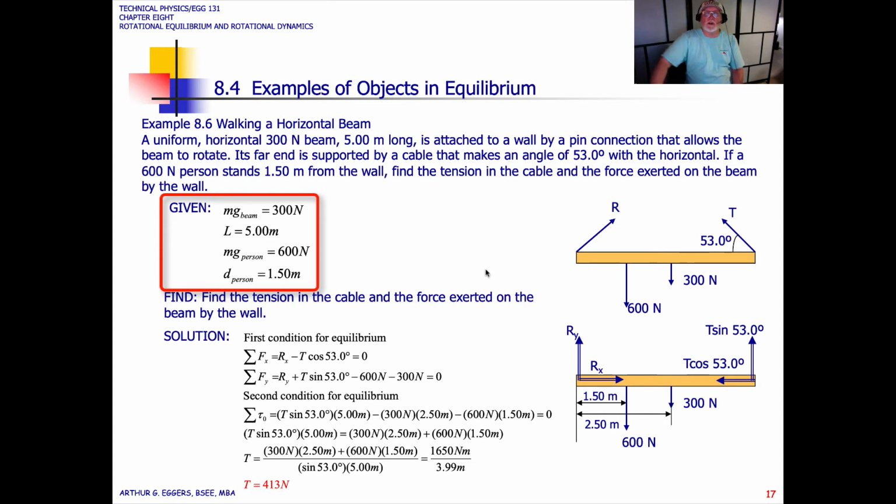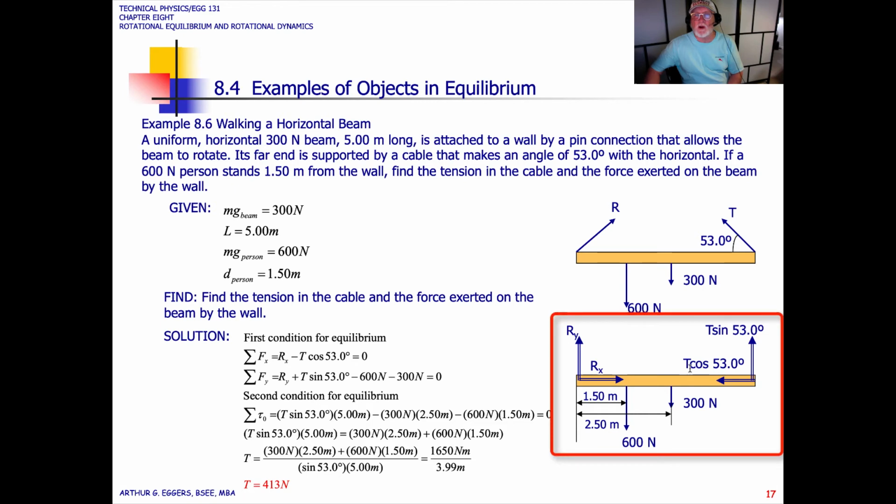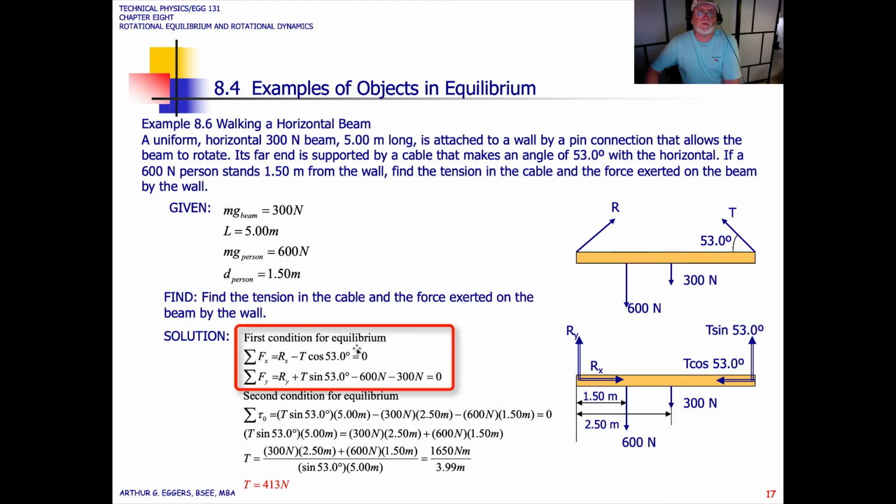So now let's skip down to the free body diagram here on the bottom where we've got everything marked off. So we've got the tension times the sine of 53, the tension times the cosine of 53, Ry and Rx, we don't know, that's what we're solving for. But we know all of the distances for each of these force measurements, 300 newtons and 600 newtons. So we're going to start with the first condition of equilibrium. Sometimes you can start with that and it works out. Sometimes you can start with the second condition. But we're going to start with the first condition of equilibrium.